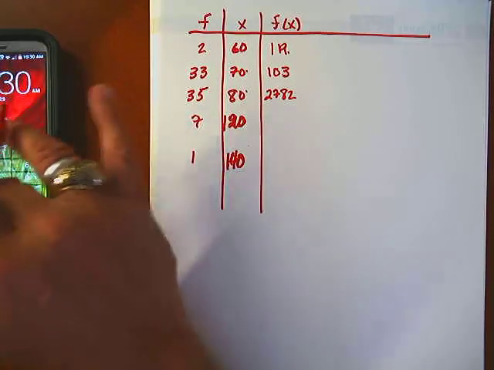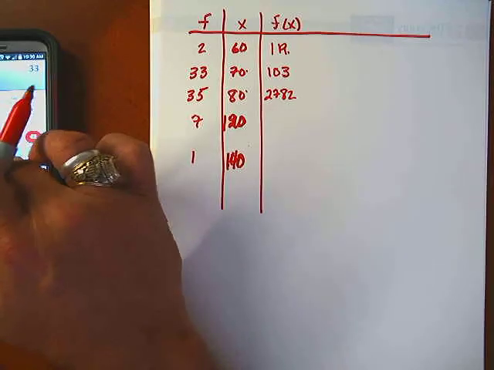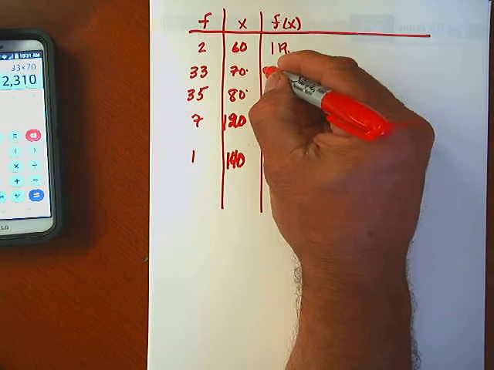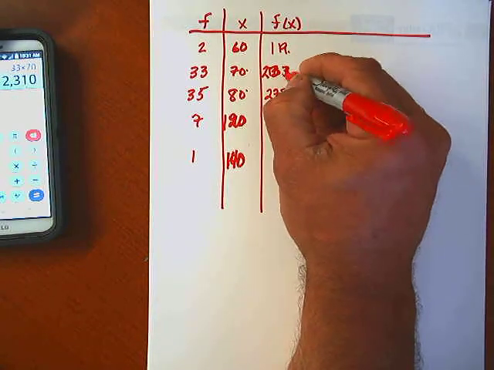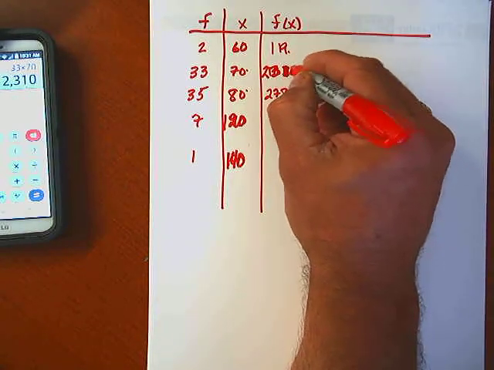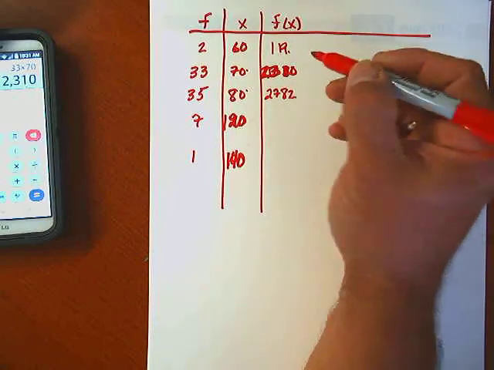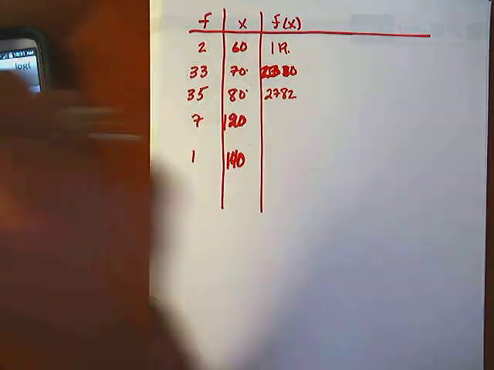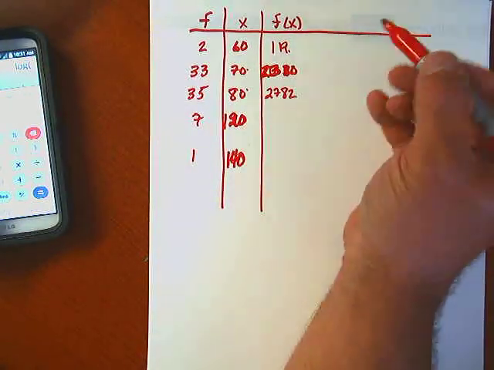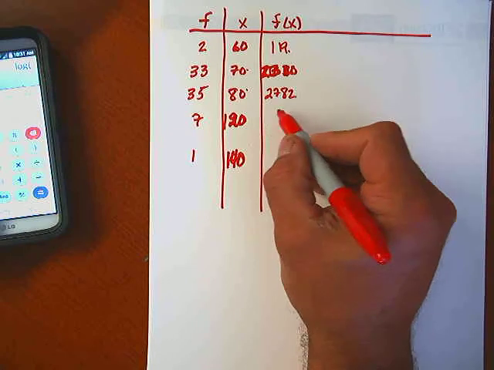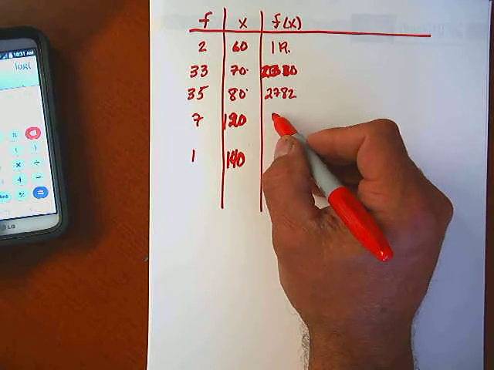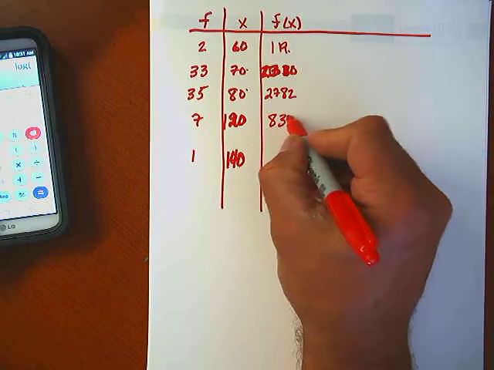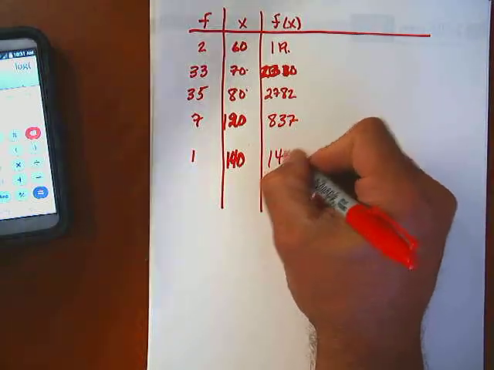Okay, so f times x, we did f times x, and that's going to give us 119, 103, 2782. No, that's not right. It's not right at all. Let's check that one because I don't think that's right. 33 times 70.